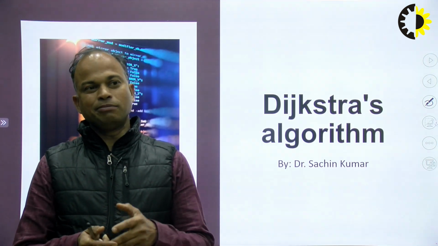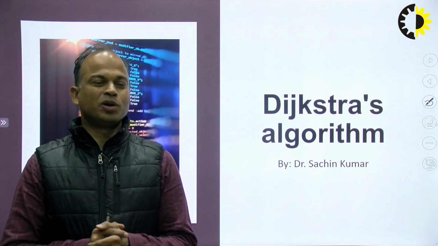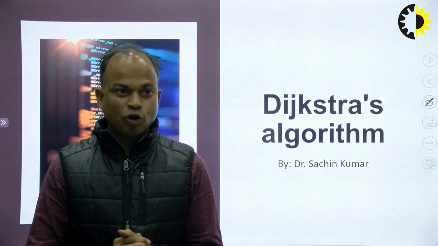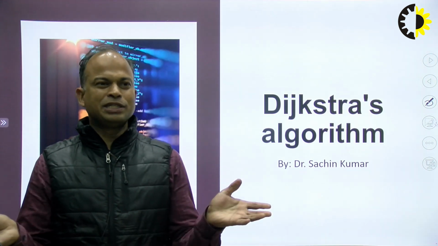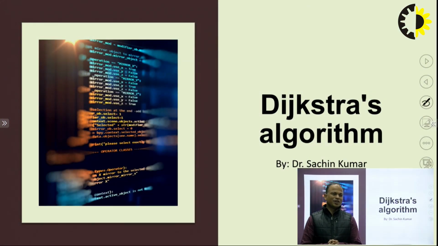So for negative weights, we have to look at another algorithm, and this algorithm is called Bellman-Ford. But for positive weights, this algorithm is very easy to understand, and you can find out the shortest path between two vertices.